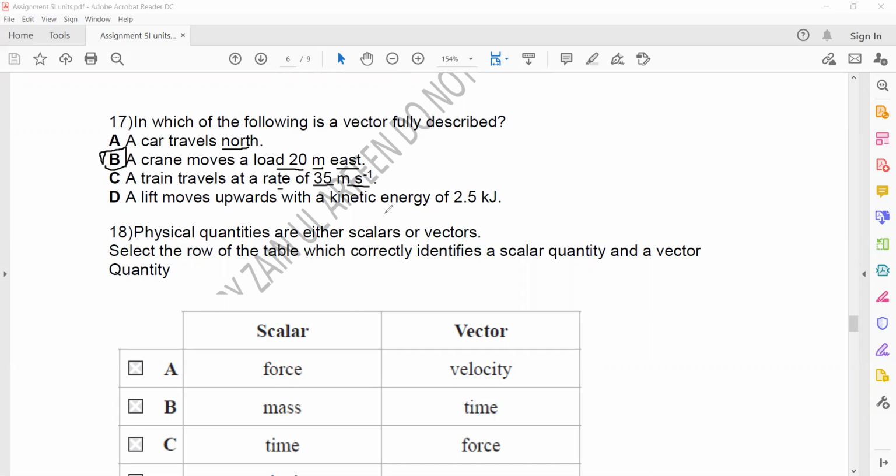A lift moves upward, kinetic energy 2.5 kilojoule. Here they mention upward, but what is energy? Energy is not a vector quantity. Energy is a scalar quantity. It is independent of the direction. That's why B is the correct answer. Is it clear why B is the right answer for this?